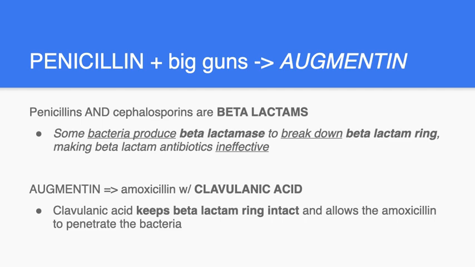Augmentin, though, is amoxicillin with clavulanic acid. So the clavulanic acid keeps the beta-lactam ring intact and allows the amoxicillin to penetrate the bacteria. So I kind of like to think of it as it's augmenting the penicillin, so it's making it more effective, making it a little bit better. So we want to save our Augmentin and use that if we're having issues with penicillin treating whatever we're giving it for. And we can use Augmentin if we think that the bacteria are producing this enzyme and we need to give something a little bit stronger.